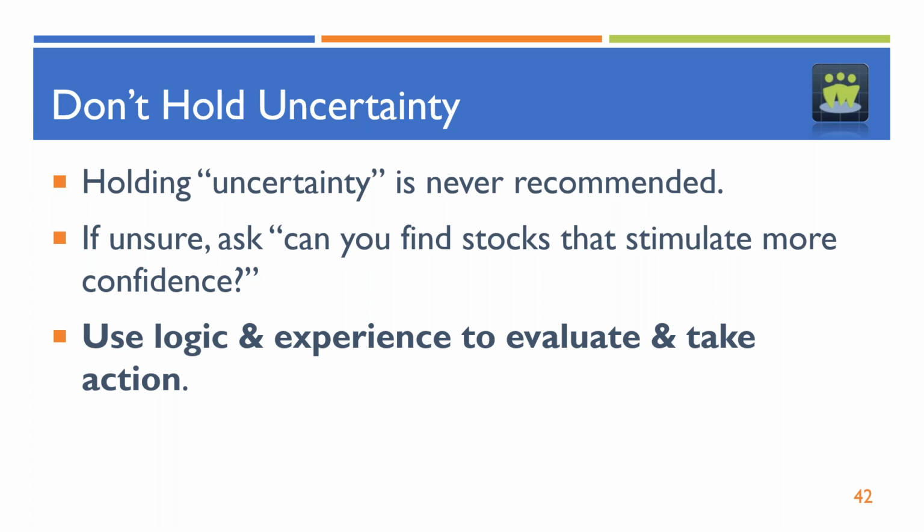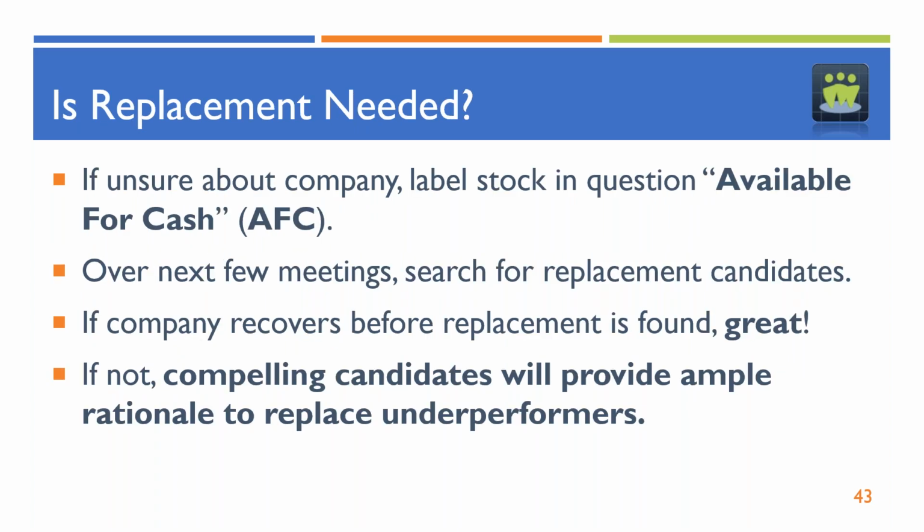If you've lost that confidence in the company, ask yourself, are there other companies out there that we could be more confident in? Your logic and experience will help you to evaluate the opportunities that are available and to take action. One of my other strategies is, if you're unsure about a company, to label a stock in question available for cash, AFC. That's my nomenclature. It simply means that you've decided this stock probably doesn't fit in the portfolio anymore, and you are in search of replacements. And that gives you time over a couple of meetings to find replacement candidates.